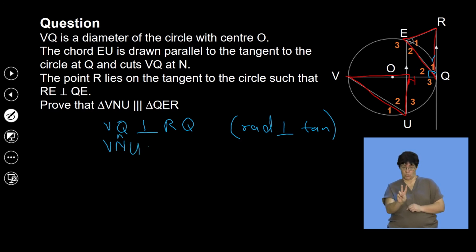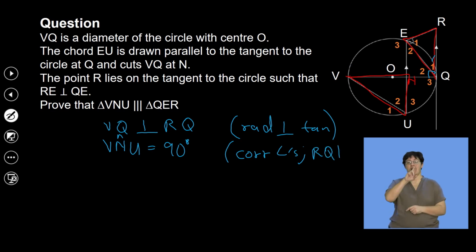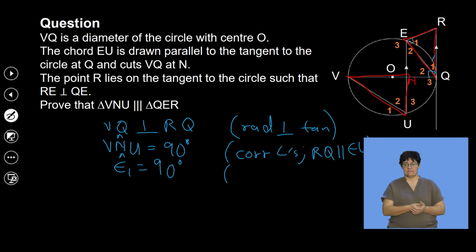VNU as an angle is equal to 90 degrees, right? And why am I saying that? It will be because of corresponding angles, and that's because I was told that my RQ is parallel to EU. And then if that is the case, I will then also have my E1 as 90 degrees. That was given to me. E1 is 90 degrees. This was given, right? I'm just going to say this is given.